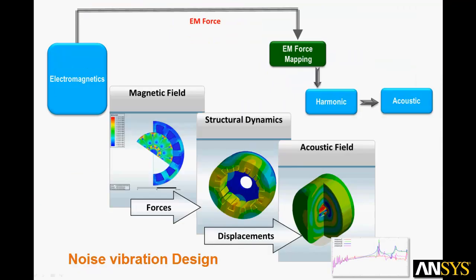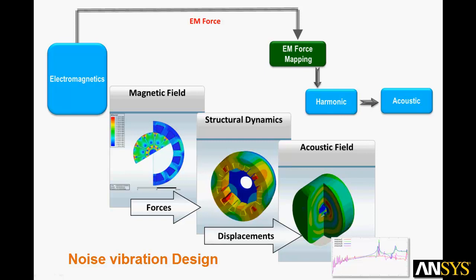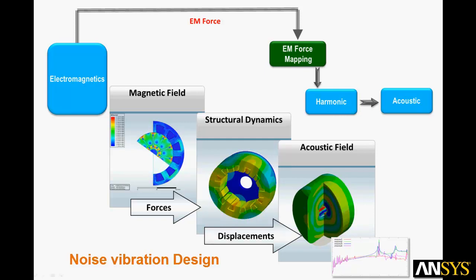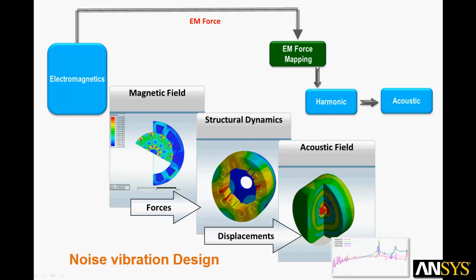For the final analysis, we pass transient electromagnetically induced forces to structural dynamics simulation in Mechanical to compute structural harmonics. Those harmonics change the shape of the stator, which in turn produces an acoustic field as computed by ANSYS Mechanical. As you can see, this approach can be used to predict acoustic noise and hence enables you to apply strategies to reduce that noise.